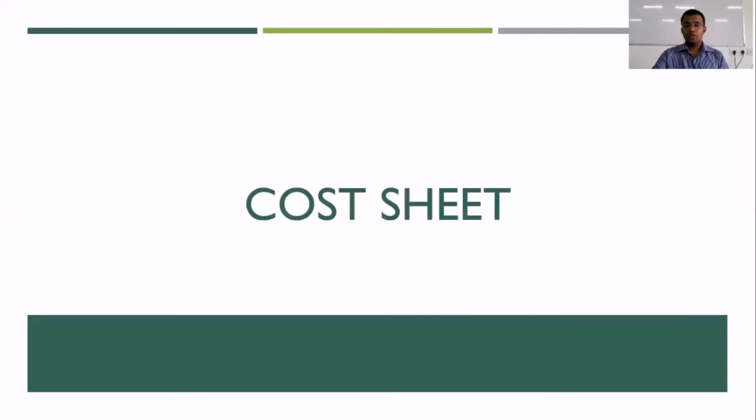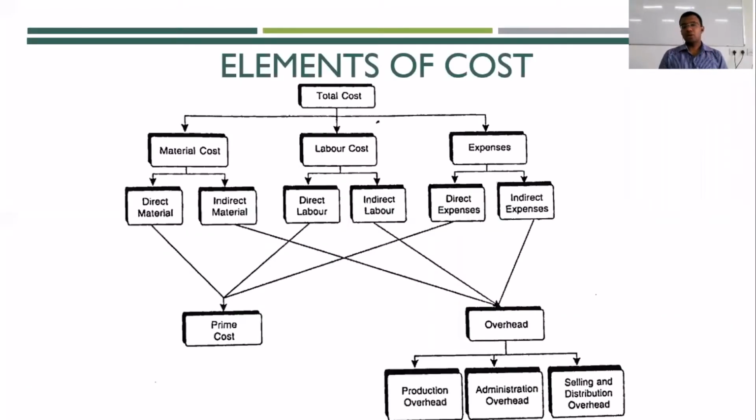In that note, we will be revisiting some of the basics that we have learned in the previous sessions once again. We will start off with the elements of cost. Previously, I explained to you that there are three elements of cost: material, labor, expense. We had discussed each of these in detail. I also told you each of these elements of cost can be further divided into direct as well as indirect.